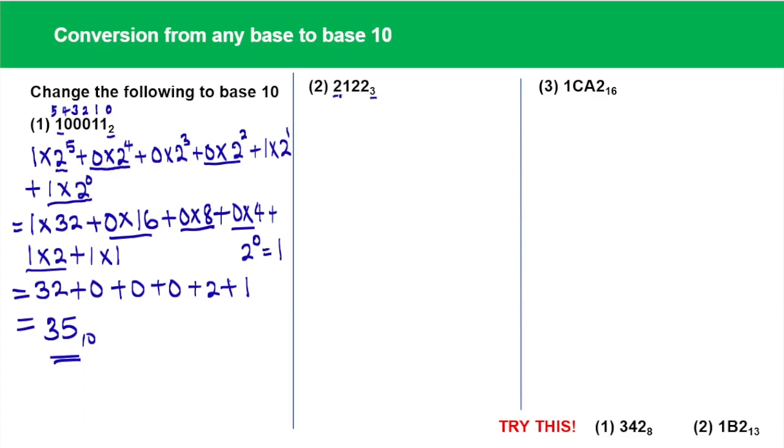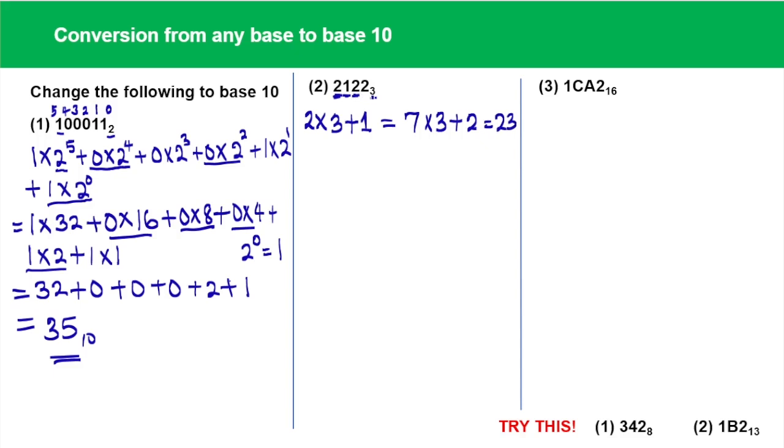So the first digit here is 2. That will be 2 multiply the base, that's 3. Then we add the next digit. After 2, the next digit is 1. That's plus 1. 2 times 3 plus 1, that will give us 7. This 7 again will multiply the base, I beg your pardon. That will be 7 times 3 plus the next digit again, which is 2. 7 times 3 is 21. 21 plus 2 will give us 23.